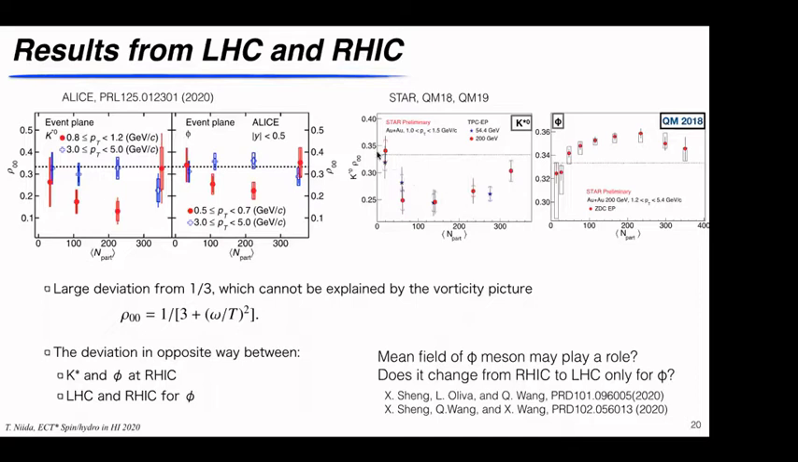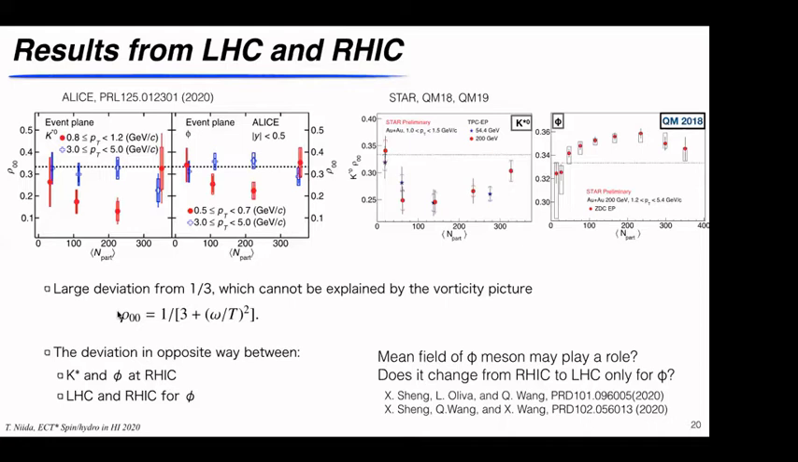So considering the vorticity picture or polarization of the lambda hyperon, the deviation of this rho 00 from 1/3 is too large. So this cannot be explained by the vorticity picture, because vorticity is a second order effect in the rho 00.